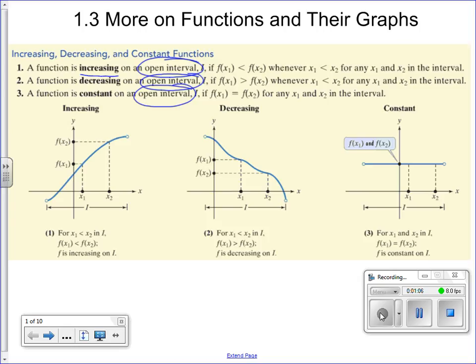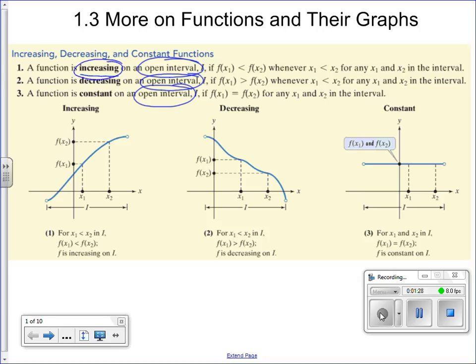Don't let anyone tell you otherwise. Open intervals, okay? If the definition didn't have open intervals, then we would consider the brackets. But because of the way it is defined, that's how we're going to answer our questions, with open intervals. All right, so let's go back to increasing.